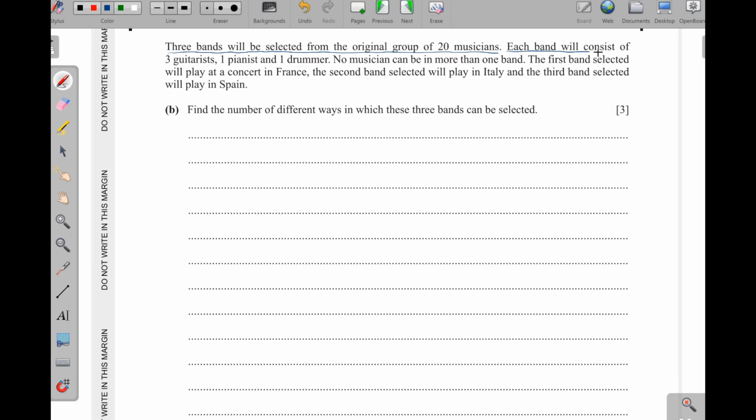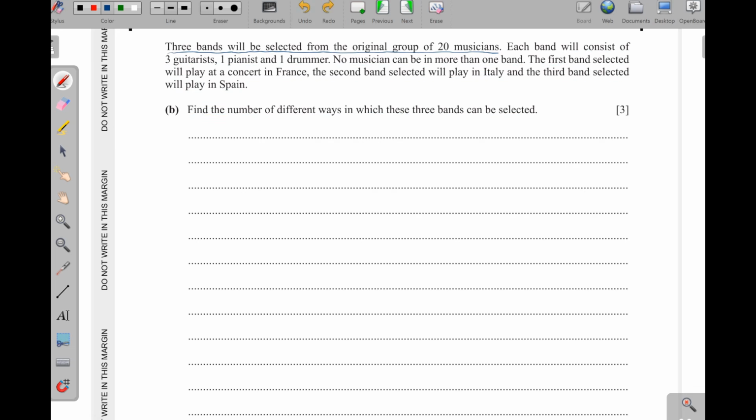Then here they are saying 3 bands will be selected from the original group of 20 musicians. Each band will consist of 3 guitarists, 1 pianist, and 1 drummer. No musician can be in more than 1 band. The first band selected will play at a concert in France, and the second band selected will play in Italy, and the third band selected will play in Spain. Part B, find the number of different ways in which these 3 bands can be selected.